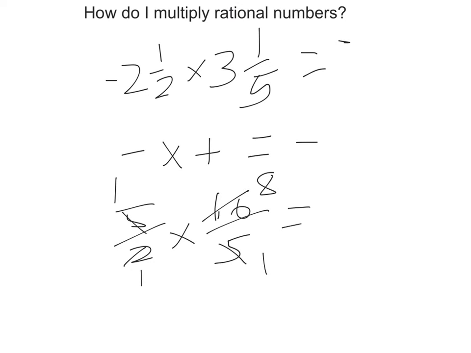1 times 8 equals 8. 1 times 1 equals 1. My fraction is already simplified. It equals 8. But I come up here, and it's actually going to be negative 8 is my actual product.